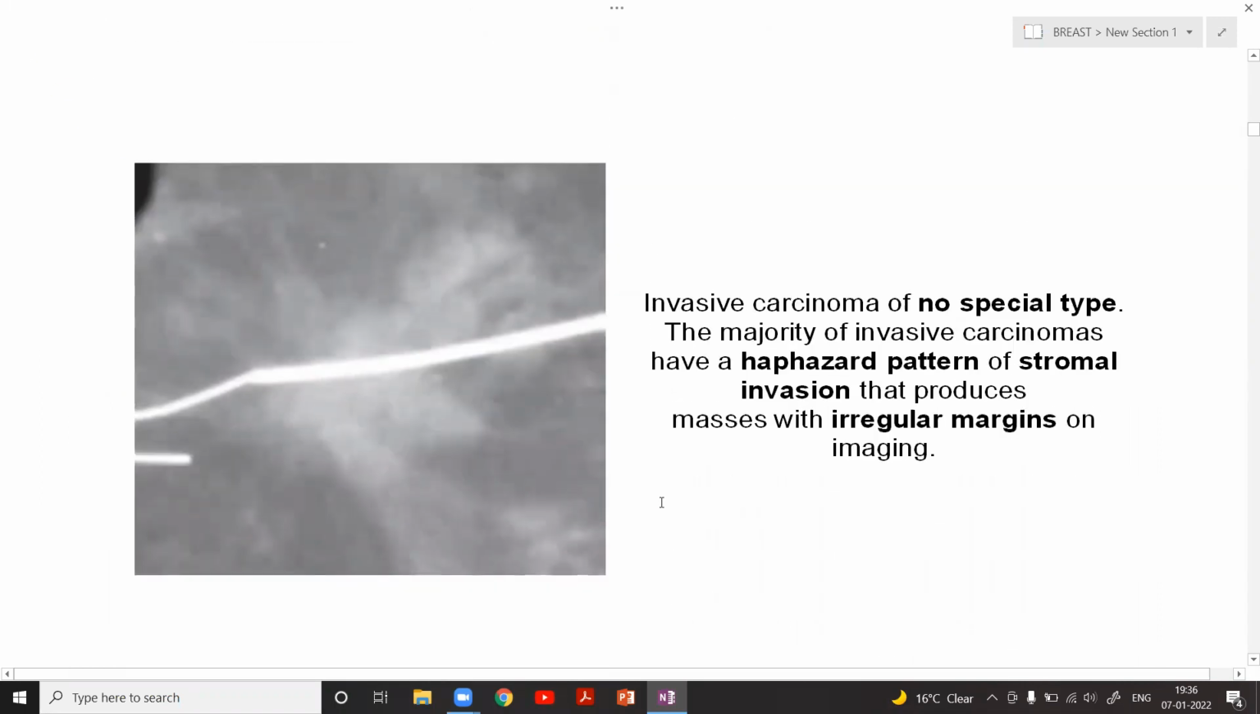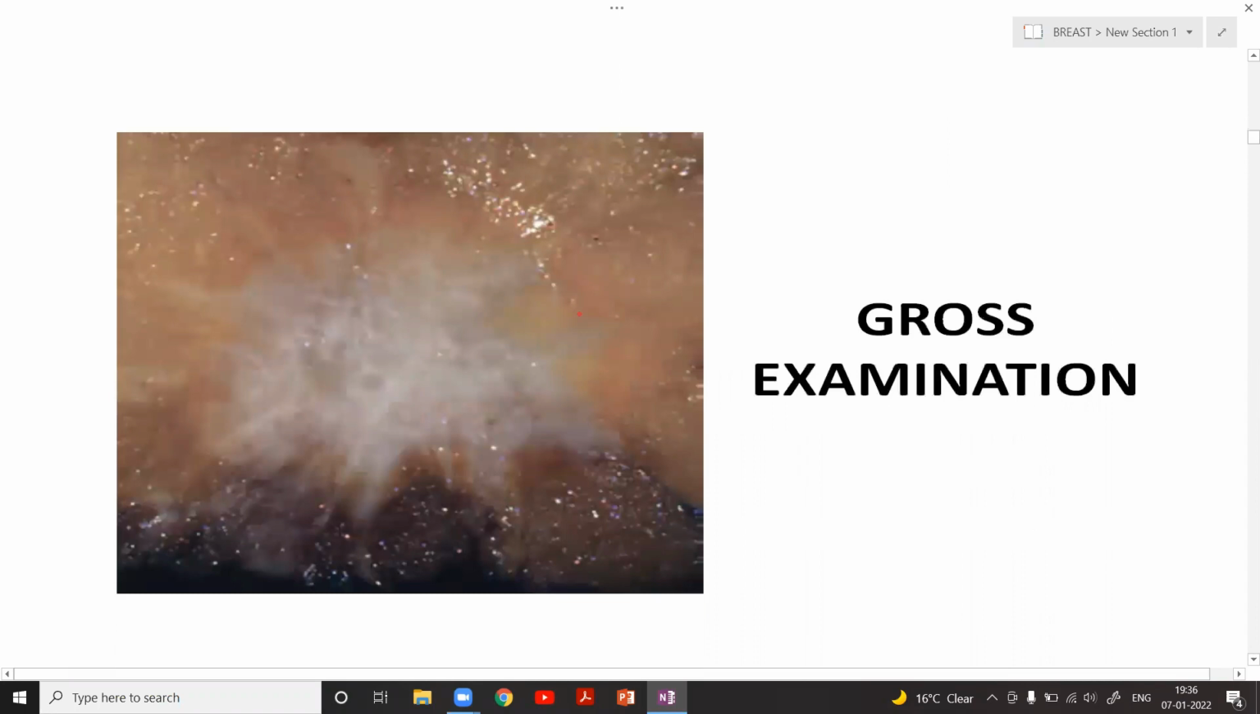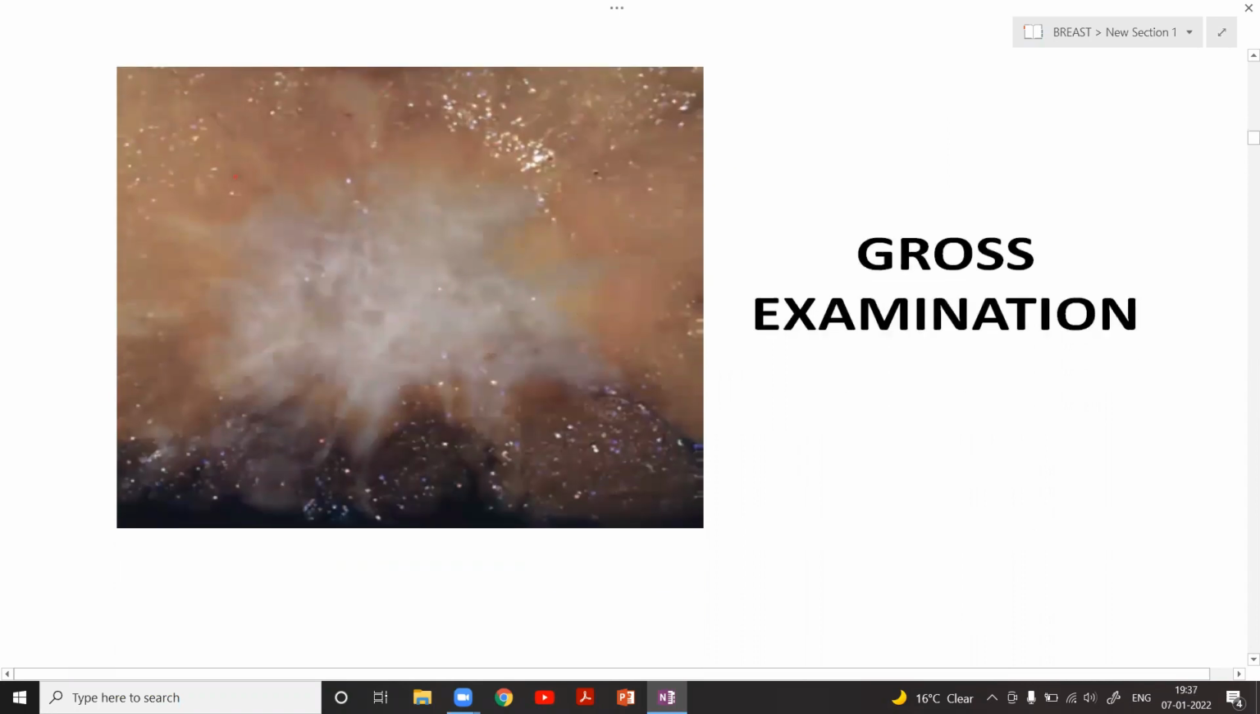This is the radiographic presentation of the most common variety of invasive carcinoma of no special type. If you see over here, there's a haphazard pattern of stromal invasion. You can see the tumor has invaded the stroma, and there is an irregular outline that we can appreciate over here. Okay, so this is the same tumor. An irregular, white, hard, irregular mass, as we can appreciate over here. There are certain areas which are quite whitish, chalky and gritty. So there's a lot of desmoplastic reaction over here.